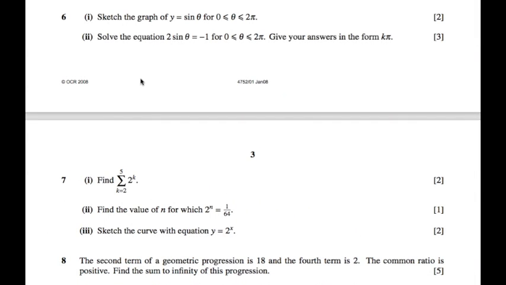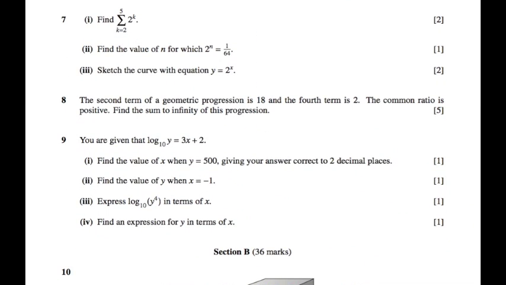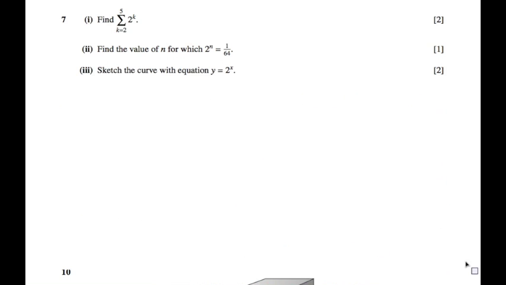Okay. Question 7 is a bit all over the place. So first of all, we've got this sigma notation question. This means the sum from when k is 2 up to when k is 5 of 2 to the power k. So that means we need to do 2 squared plus 2 cubed, etc.